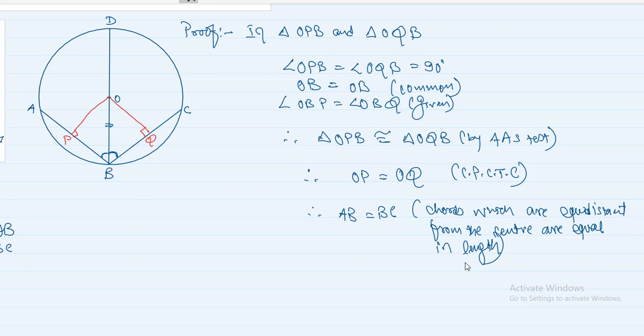Chords which are equidistant from the center are equal in length. This is one of the theorems. So we have proved that OP is equal to OQ. That means these two distances from the center, the perpendicular distance of the chord from the center, are equal. That means the chords are equal. If the chords are equidistant from the center, then they are equal in length. That means AB is equal to BC. So we can directly prove AB is equal to BC using this method.